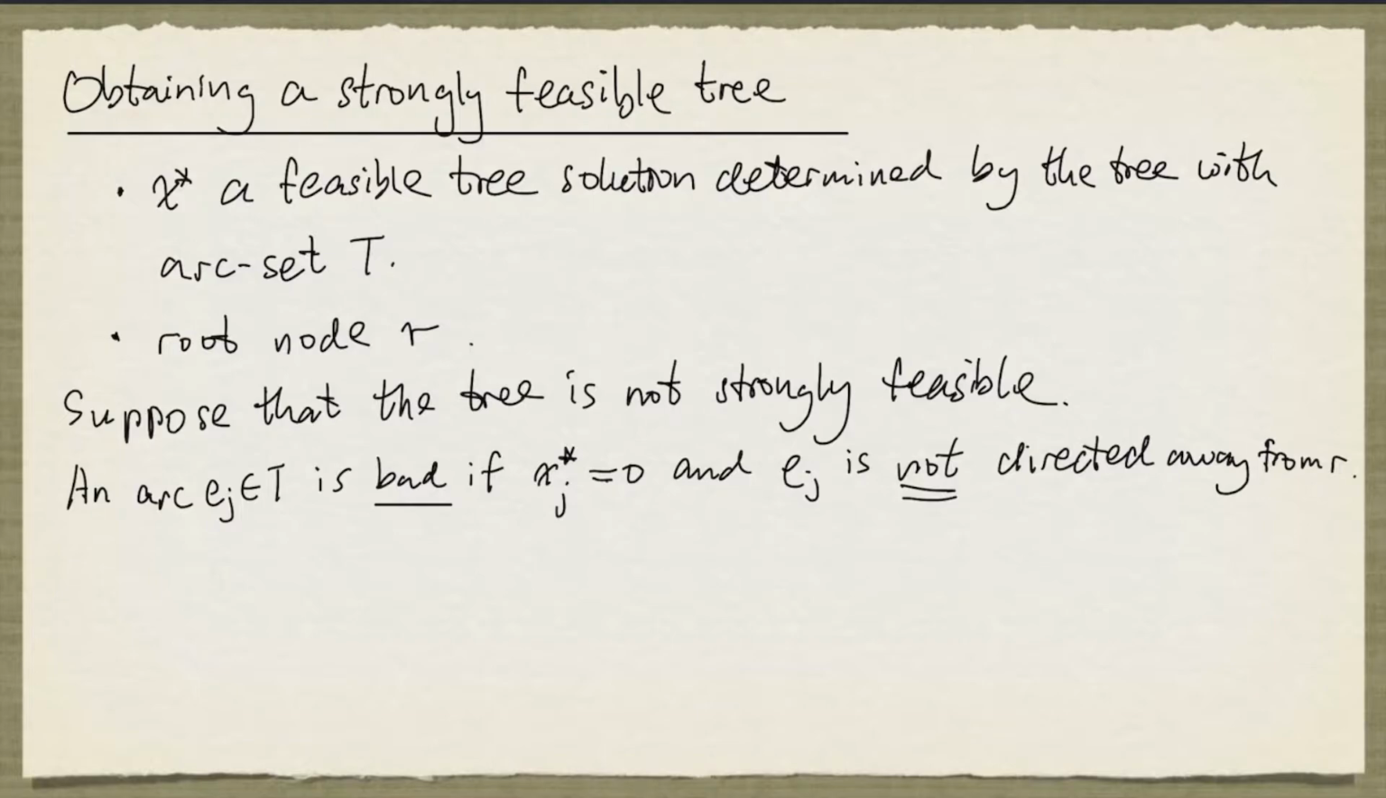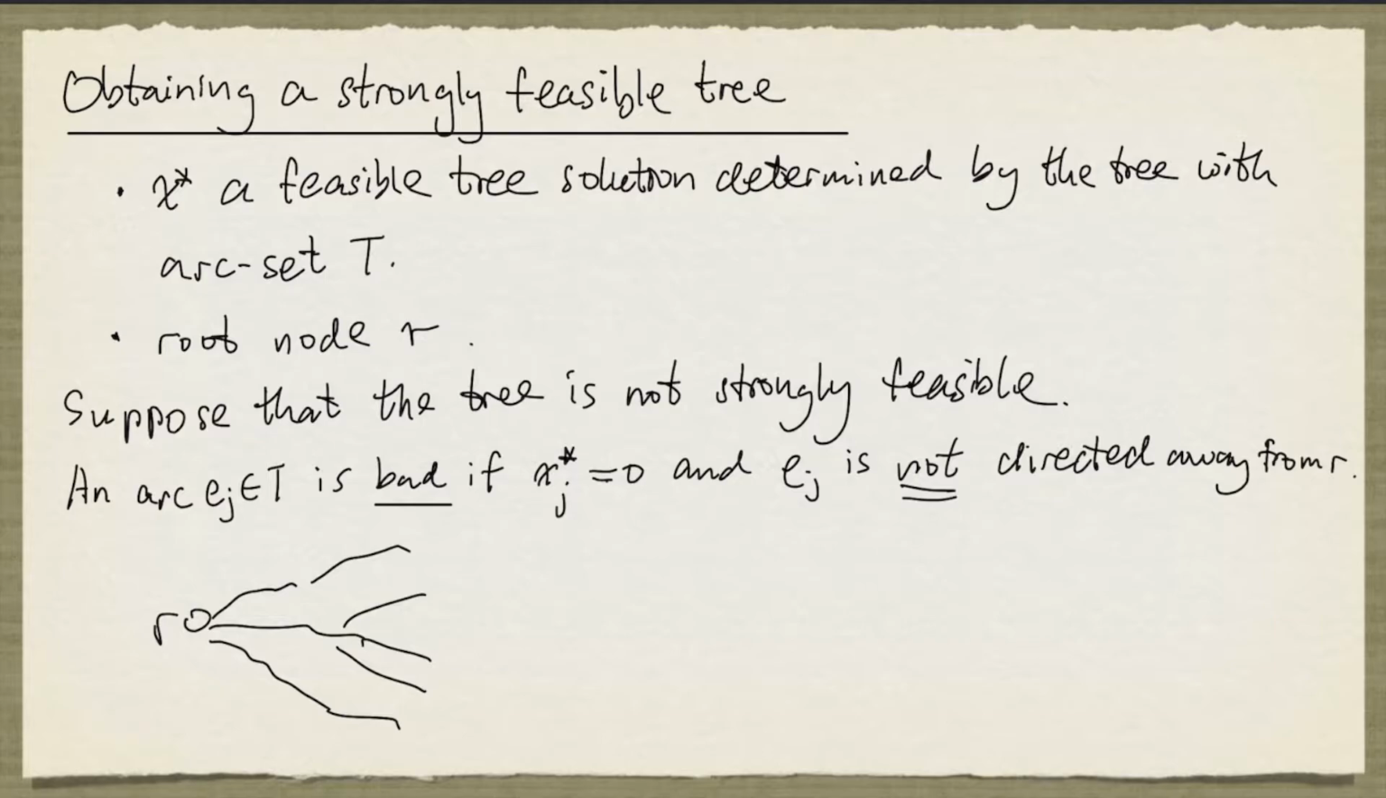So let's say that the tree that determines X star is not strongly feasible, and we let T denote its arc set. A tree arc ij is called bad if the flow value on that arc is 0 and ij is not directed away from R. So let's say this is our tree.